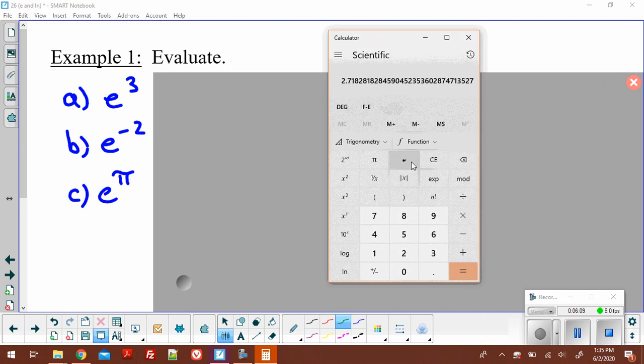On this calculator, I actually have to do a separate step, but you probably just have to press your e to the power button. Let's say e to the power of 3. Hopefully you got a little over 20 there. If I do e to the power of negative 2, I get 0.135 and so on. e to the power of pi is a little over 23.